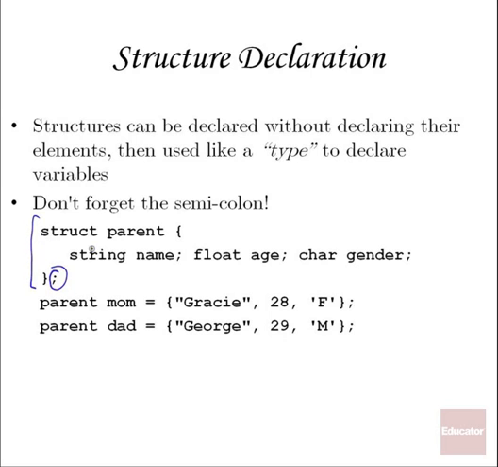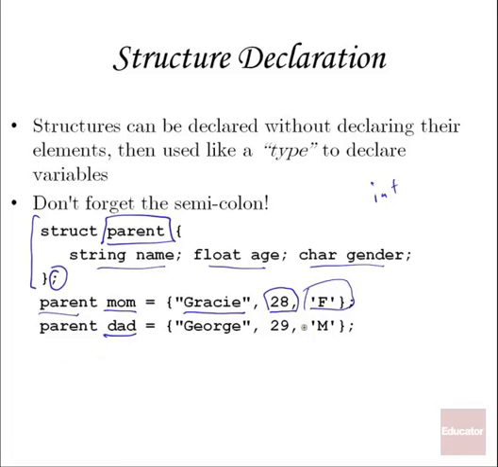So here we have a parent structure, the name, age, and a gender. And now we can use parent like a type. Instead of being integer or double or char or what have you, we can say parent. And we have a variable mom, who is a parent. And initialize it. There's mom's name, Gracie. Mom's age, or at least what she tells us her age is. And her gender is female. And then dad, whose name is George. I don't believe his age either.